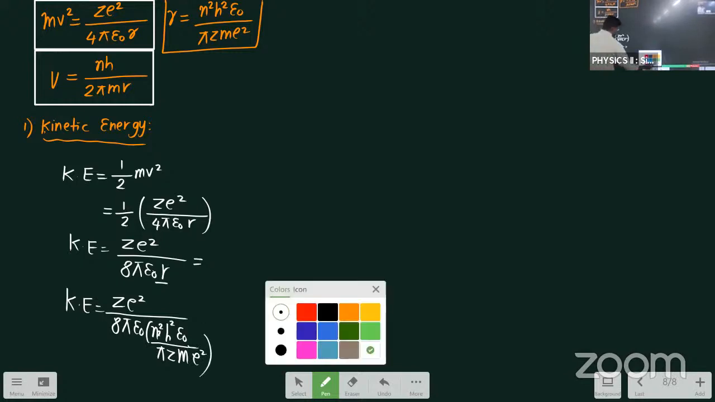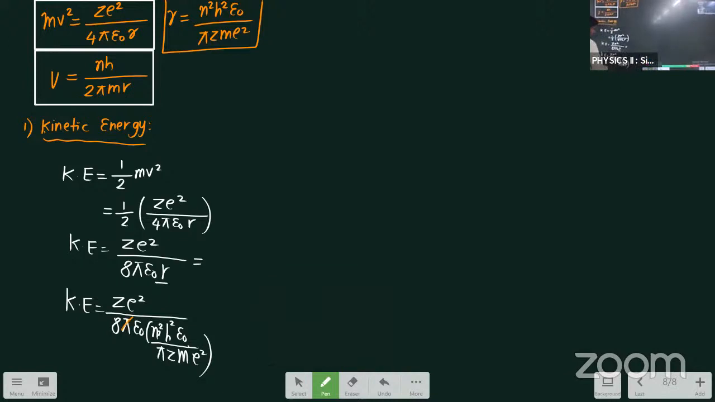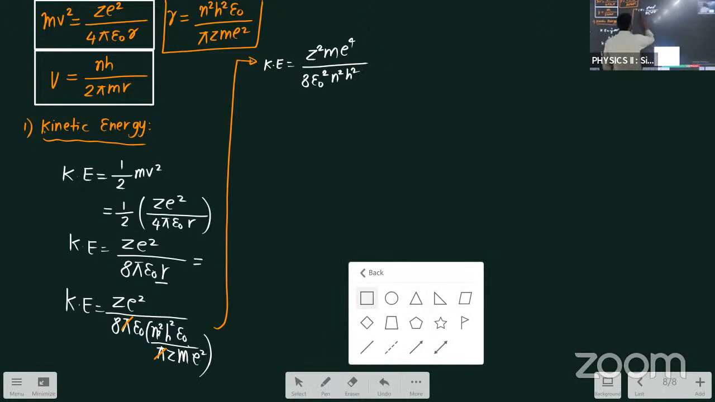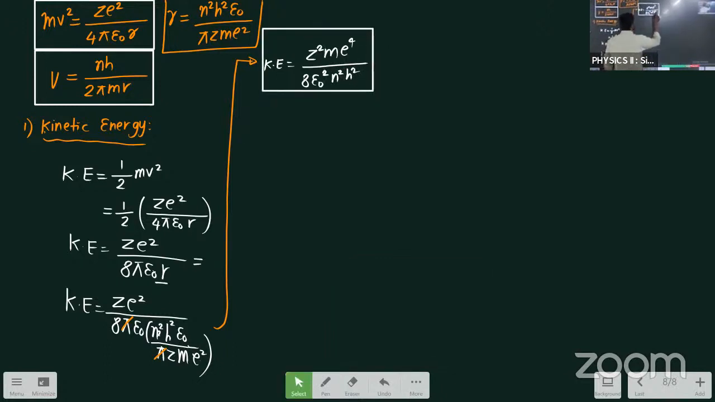What are the things that are getting cancelled here? This pi and this pi are getting cancelled. So finally, this Z will go to numerator, this m will go to numerator, and this e square will also go to numerator. So the final expression for kinetic energy is: kinetic energy is equal to Z into Z becomes Z square, m, e square into e square becomes e power 4, divided by 8 epsilon naught square n square h square. So this is the expression for kinetic energy.